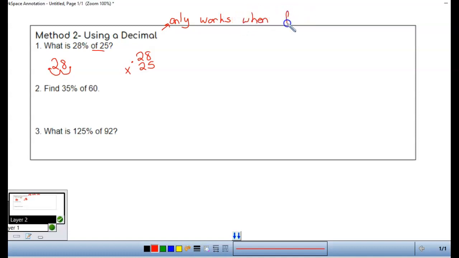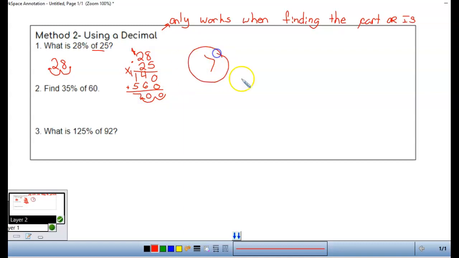when finding the part, or the is section. Multiplying 0.28 by 25 gives 700. There are 2 numbers behind the decimal, so it goes over, which is 7 again.